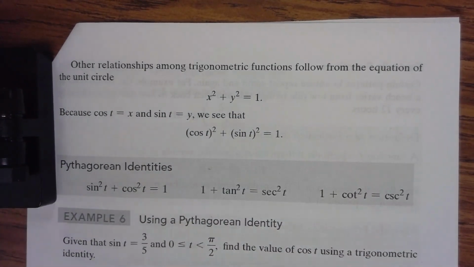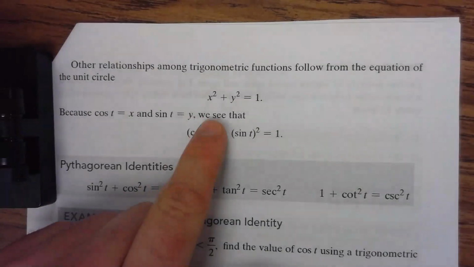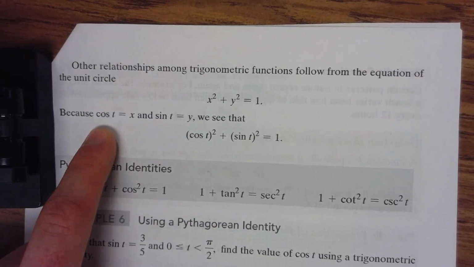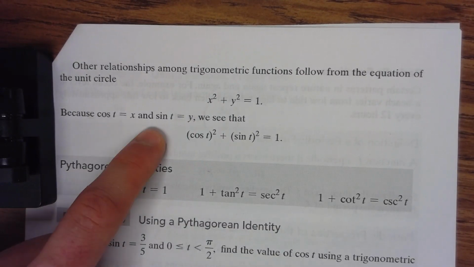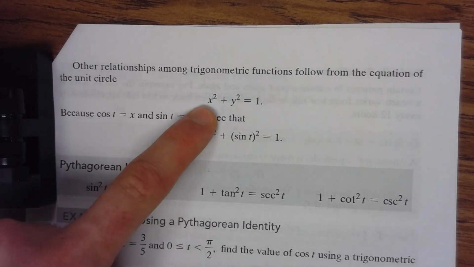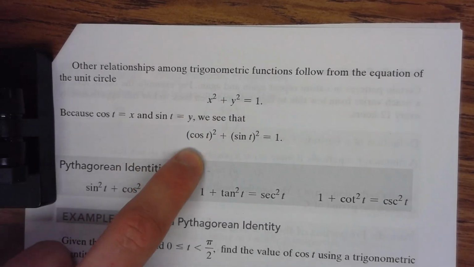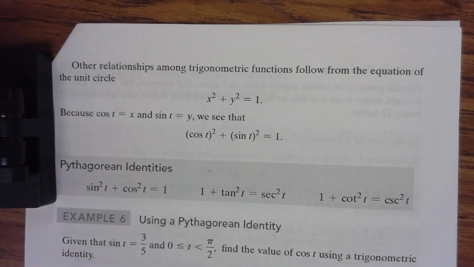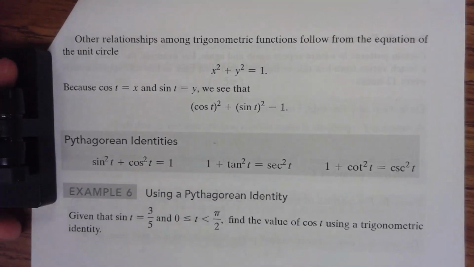Right? When we wrote equations of circles first semester, so that should be somewhat familiar. And using the fact that cosine of any angle is equal to x and sine of any angle is equal to y on that unit circle, we can substitute in for x cosine of t and in for y sine of t, coming up with a Pythagorean identity of cosine squared plus sine squared equals 1.